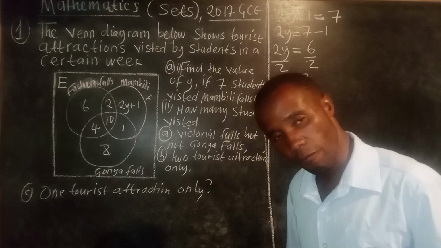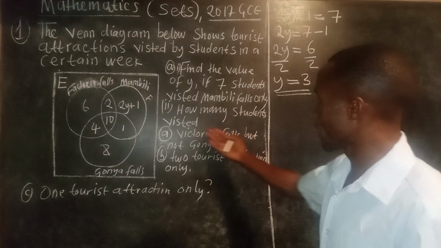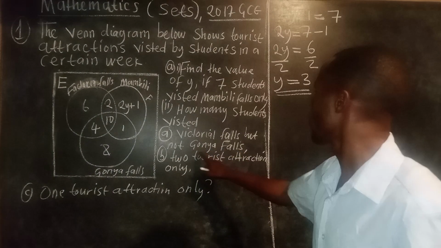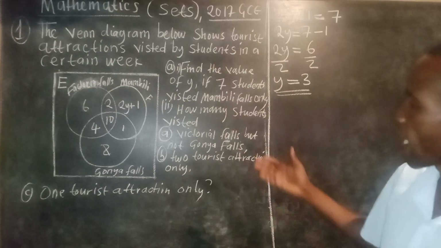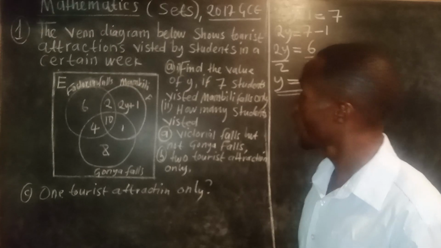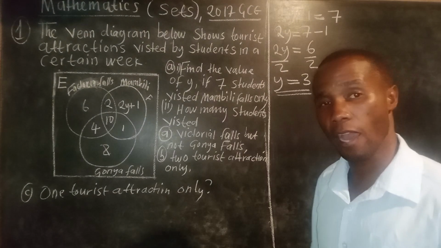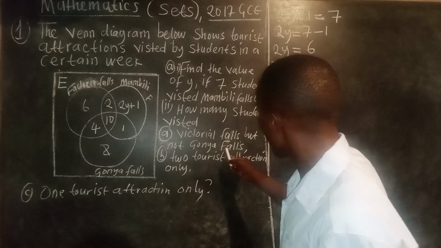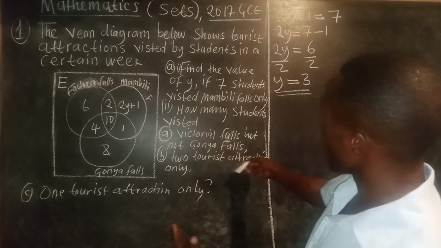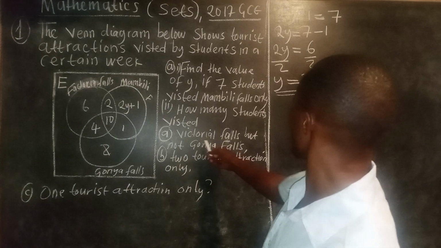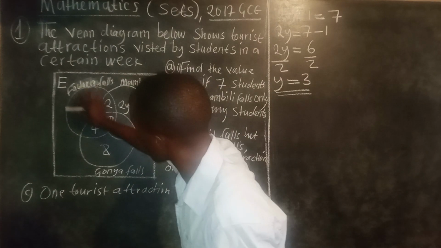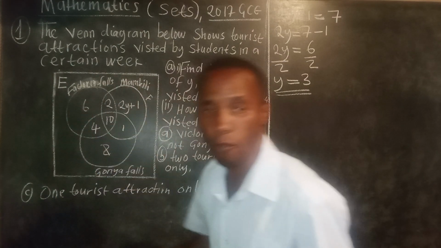The question follows: how many students visited Victoria Falls but not Ngonya Falls? For you to answer this question, you just go direct to the Venn diagram that you are given and see how the numbers are put in there. Since they are asking to find the students who visited Victoria Falls but not Ngonya Falls, where is Victoria Falls? Victoria Falls is this set. We have this set for Victoria Falls.